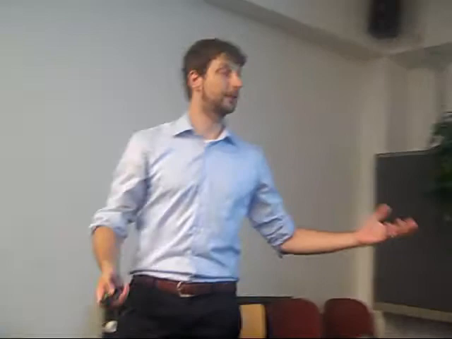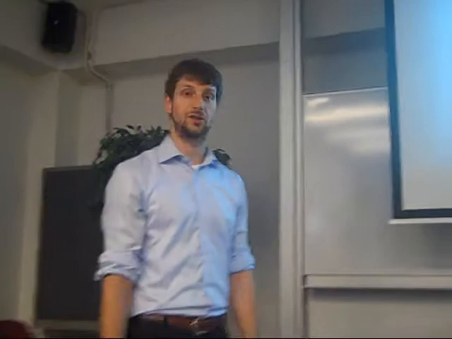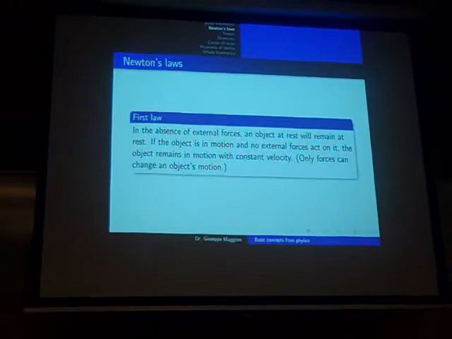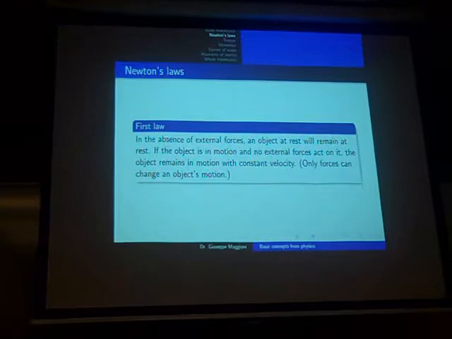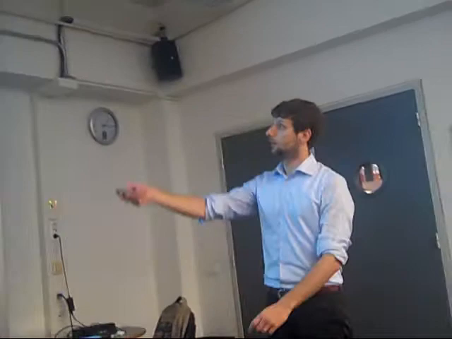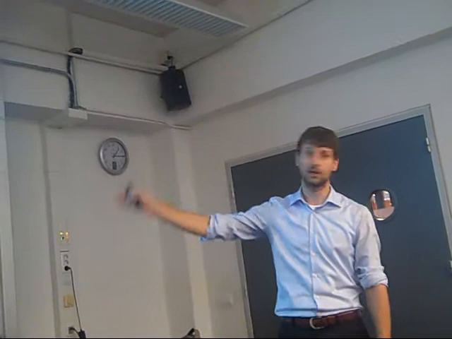Now, Newton's laws describe these tendencies. The first law is: in the absence of external forces, an object at rest will remain at rest. This means if the object is in motion and no external forces act on it, the object remains in motion with constant velocity, and of course angular velocity, this was implied. So forces are the only thing in physics capable of changing an object's motion. This you can already do. From this slide to the previous ones, you can already build something that simulates Newton's first law of motion.